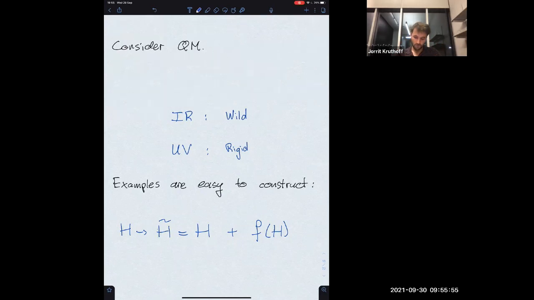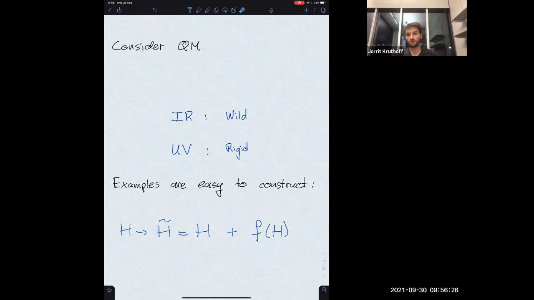And so the examples of such deformations of the UV, although the UV is sort of rigid, there's easy ways of constructing deformations of the UV by doing what we call the Hamiltonian deformations. So I take the Hamiltonian of my favorite theory, and I deform it by some function of the Hamiltonian.